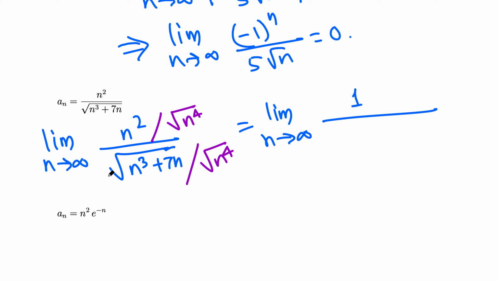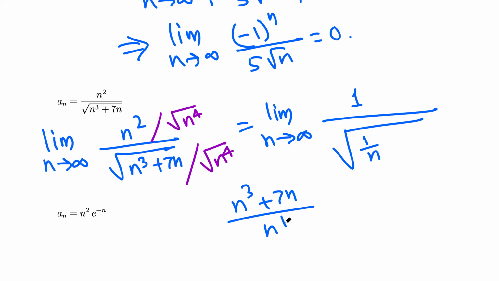On the bottom, square root of something divided by square root, so I can write the whole square root for top and bottom: n cubed over n to the fourth, so 1 over n. I'm separating this: n cubed plus 7n over n to the fourth. n cubed over n fourth is 1 over n, plus 7n over n fourth is 7 over n cubed, since one copy of n cancels.